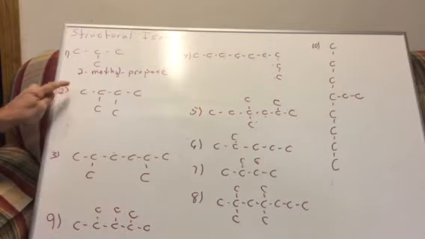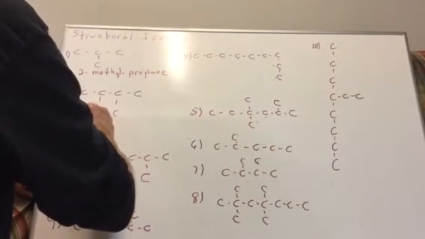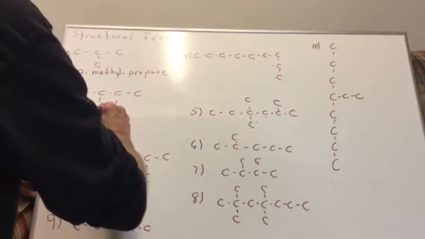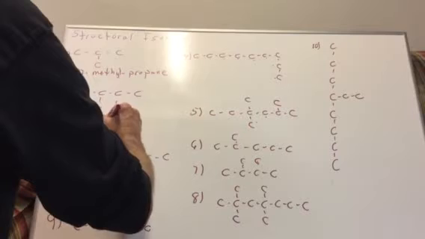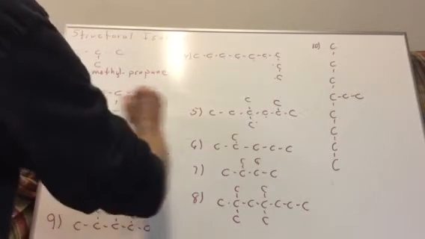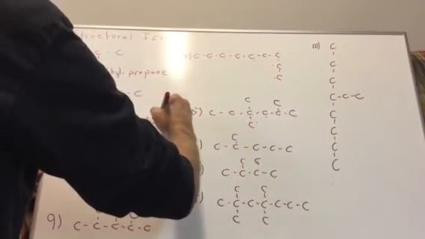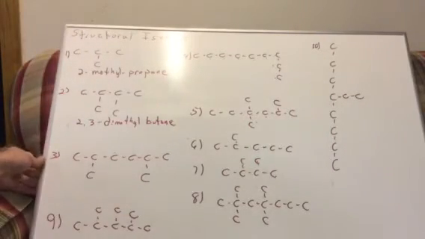Okay, the next one, the longest chain is butane. You've got 2 methyl groups. They're attached to number 2 carbon, number 3 carbon. Since there's 2 of them, it's dimethyl. And again, butane. And I started writing these out, and I'm all over the board. Well, that's just the way it goes.